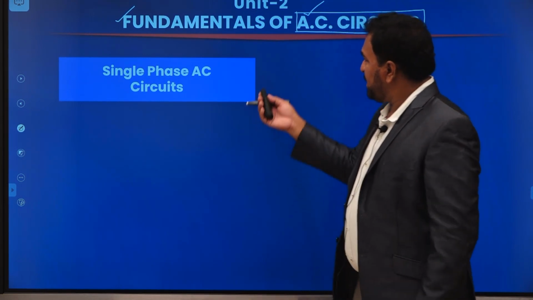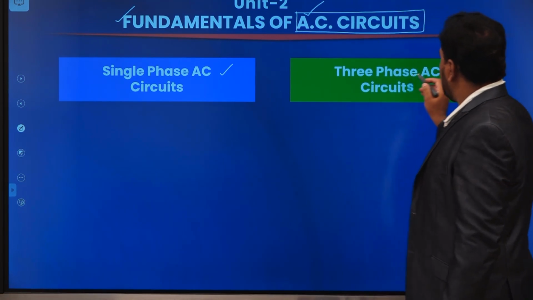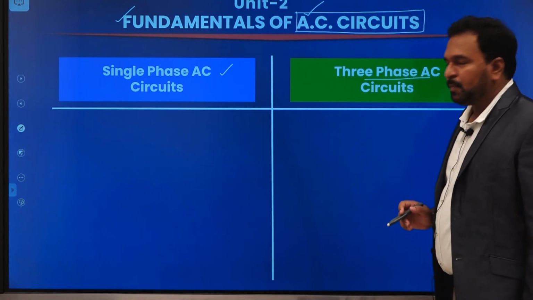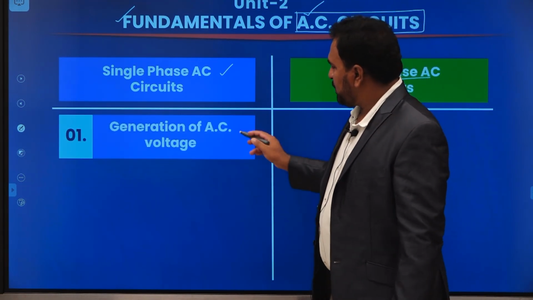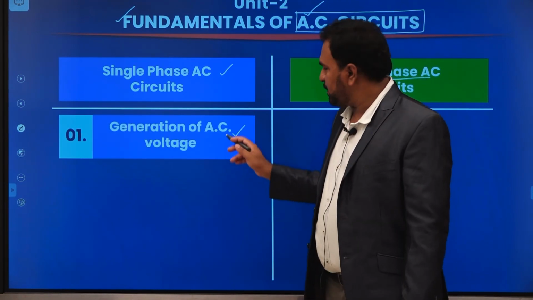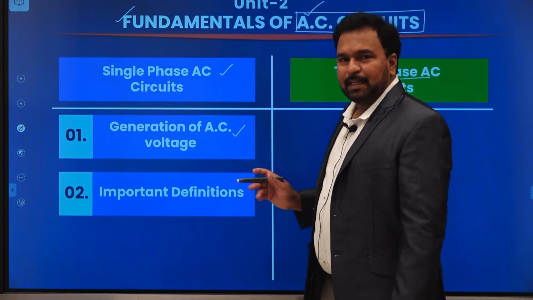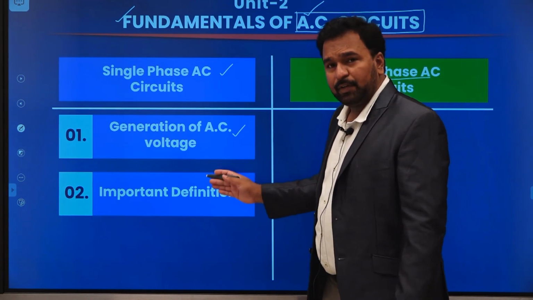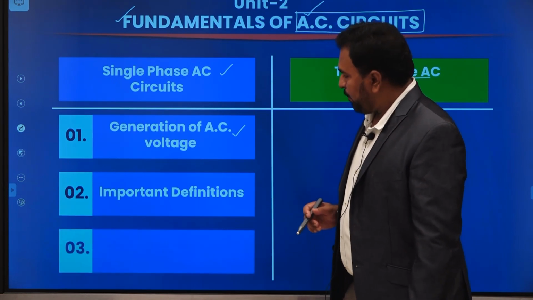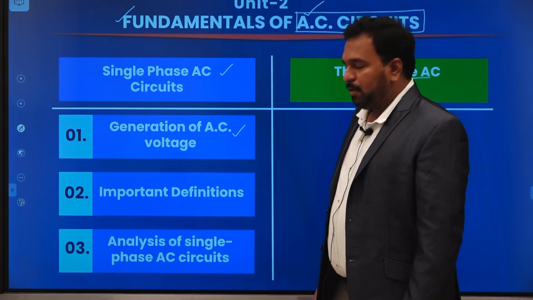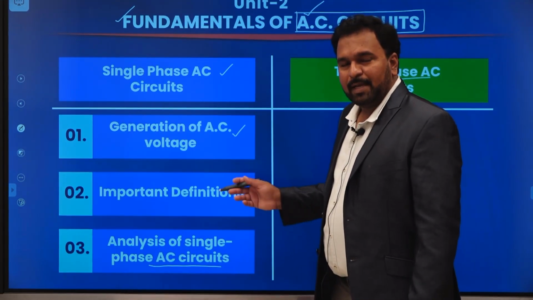Unit 2 is basically divided into two parts. The first one is single phase AC circuits and the second one is three phase AC circuits. In single phase AC circuits, the first concept we are discussing is the generation of AC voltage, how the AC voltage is going to be generated. Next, we are discussing the important terms and definitions in single phase AC circuits. And finally, we are discussing the analysis of single phase AC circuits, which involves the basic elements R, L, C.